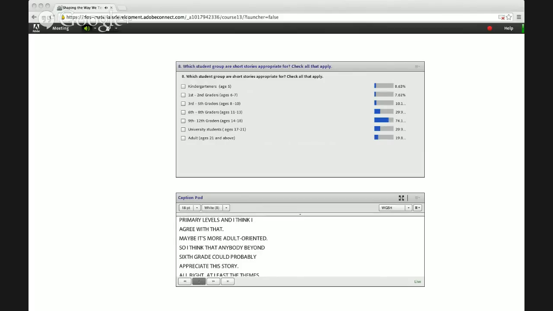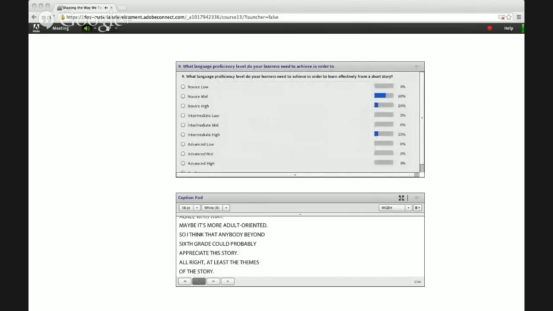Let's move on to the next poll. And again, I'm talking about the gift of the Magi in particular. What language proficiency level do learners need in order to learn effectively from this particular short story? Okay, I'm seeing intermediate low, intermediate mid.